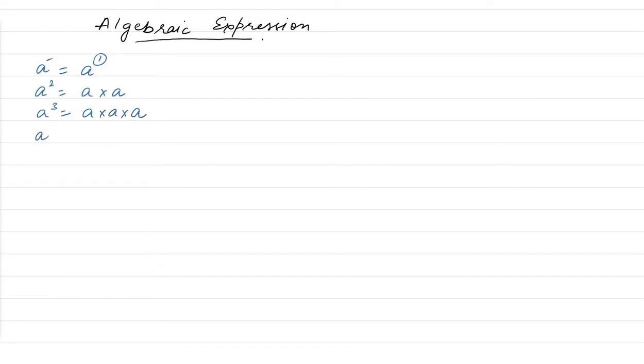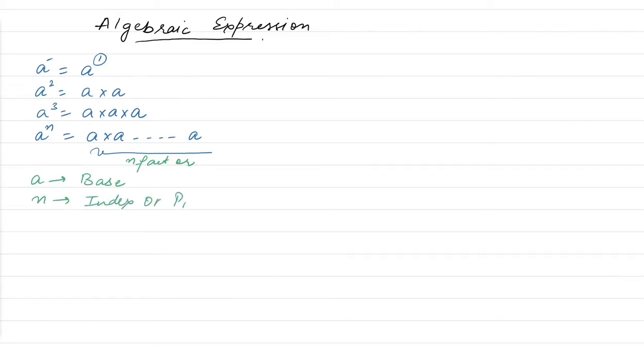And if it's a to the power n, that can be a times a shown up to a, having n factors, which is a to the power n. So here, this is up to n factors, so up to n. We can say that. In this one, a is called the base and n is called the index or power of that variable.